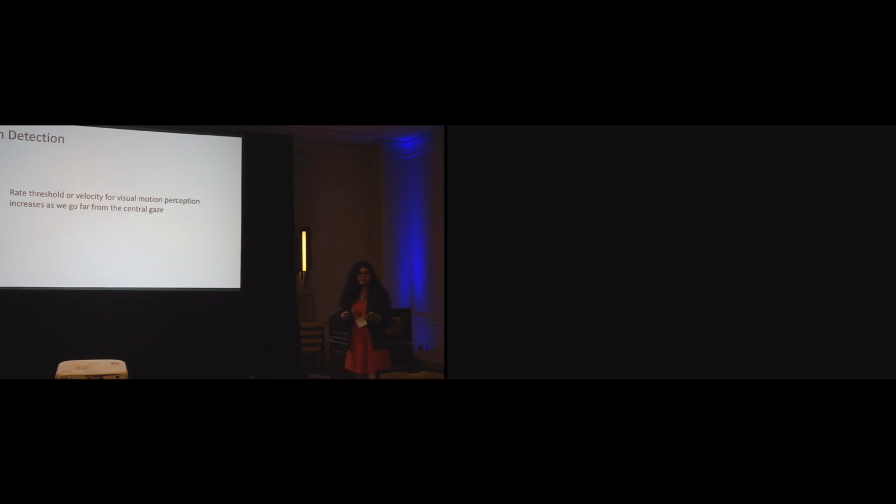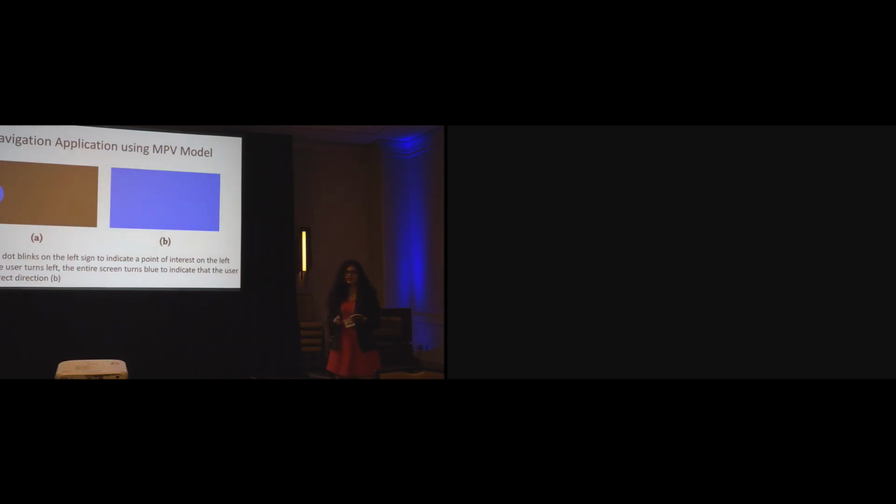And so we dug into it a lot, and we figured out that the rate threshold or velocity for visual motion perception increases as we go far from the central gaze. So if an object is located far from your eye, you need to throw it at a much higher speed. For our case, we assumed that most of the glass screens are located between near periphery and mid periphery, but if some glass screen is located further away, then you can adjust the velocity accordingly.